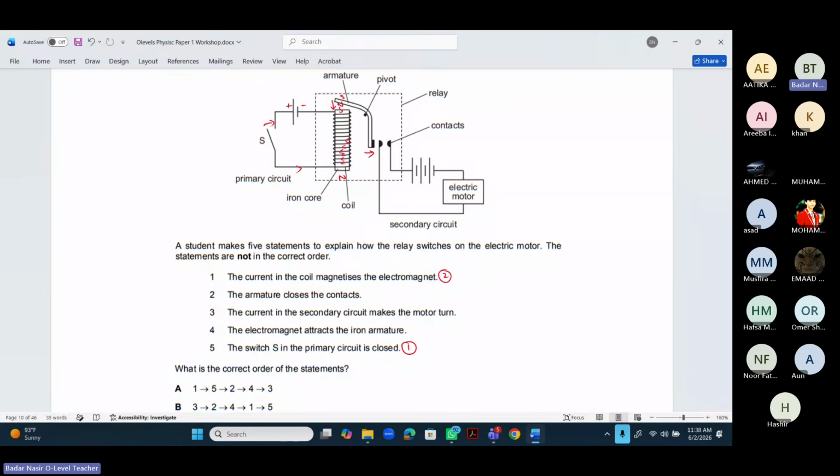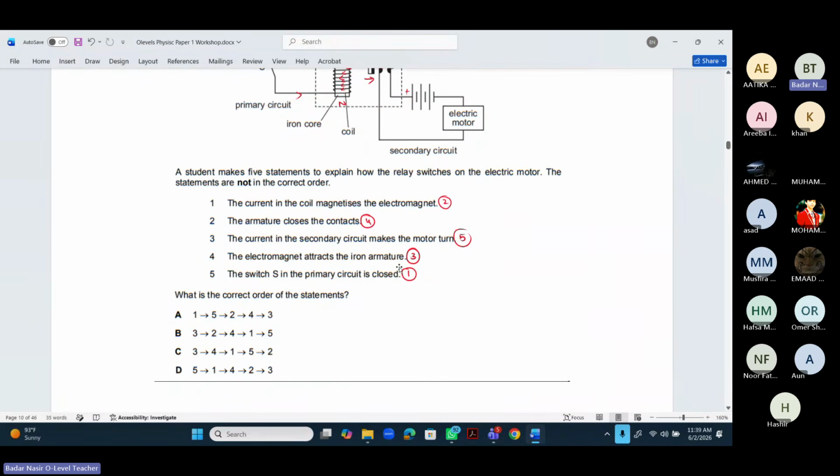The electromagnet attracts the iron armature, ये third है. फिर armature closes the contacts, ये fourth. और fifth में जब ये contacts आपस में join कर जाएंगे, so the current in the secondary circuit makes the motor turn. So the circuit is complete for the secondary circuit. So this is your sequence. तो पहले 5, फिर 1, फिर 4, then 2, and then 3. So the correct answer is D.